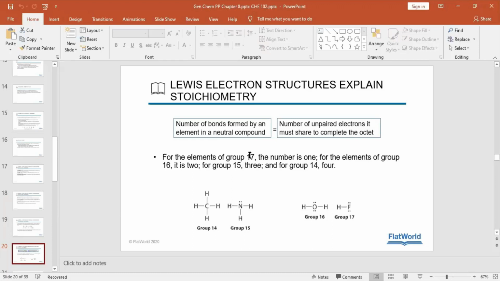But 17 means that it's group 7. And for the elements in group 16, 16 means group 6. Group 15 is group 5. Group 14 is group 4. That makes things easier for me, and I believe it makes things easier for you as well. We can count elements in a way that counts the main groups of elements.